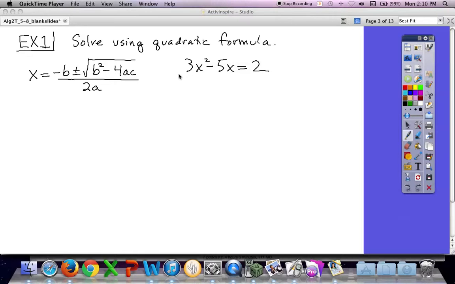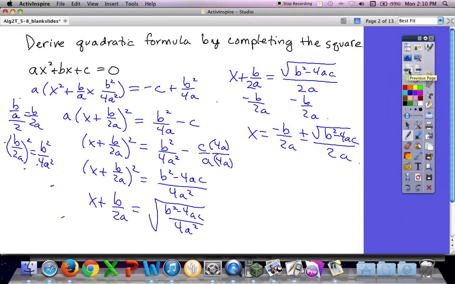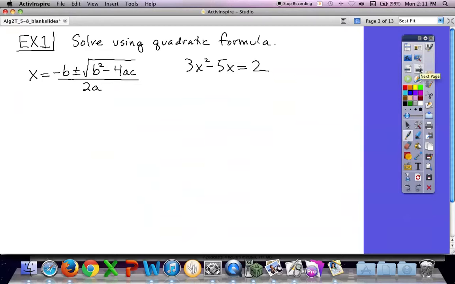Yeah, remember that we derived this thing from that equation. Standard form equals 0. So you need to have a 0 on one side. So how can I put this into standard form equals 0? Subtract 2, right? So subtract 2, subtract 2. 3x squared minus 5x minus 2 equals 0.